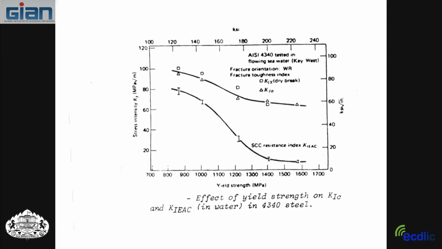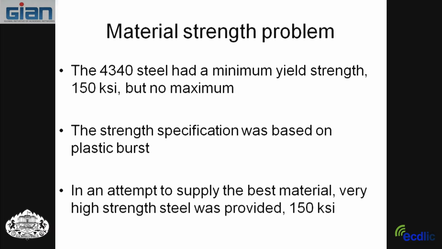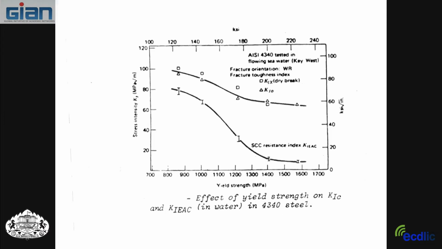If you recall this from yesterday, if you stay at about 150, K1SCC, this is seawater, but the hydrogen is similar. I didn't have one for hydrogen, but at 150 K1SCC is fairly high, but at 180 you're way down here on the bottom. So by going over the minimum as much as they could, they went into the dangerous range here where you get a real low K1SCC.